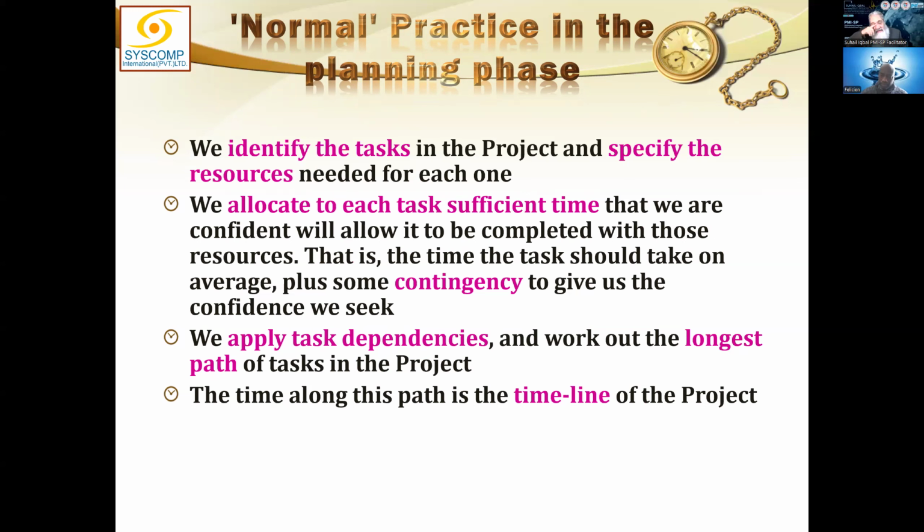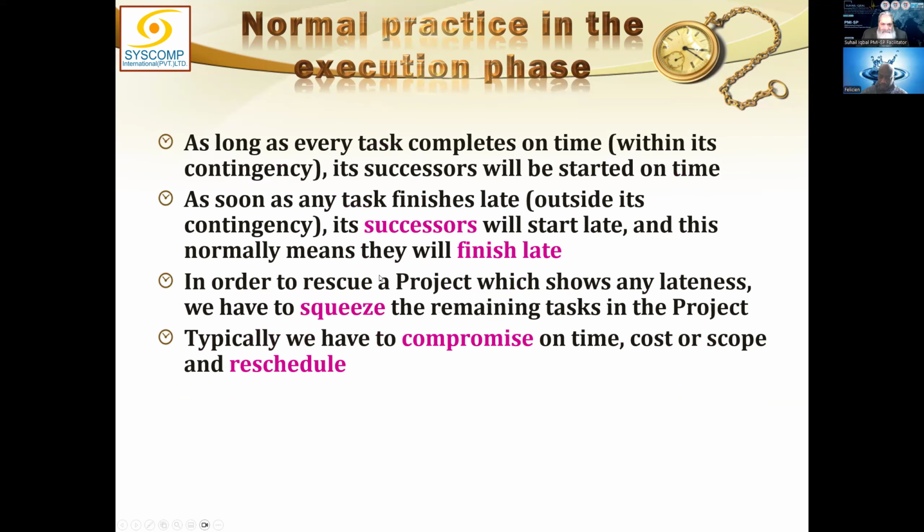After we have created the critical path, then we can't imagine this timeline can be reduced, right? Critical chain method is that innovation, that technique by which we can do miracles. The things we could do only in 100 days, we could do in 10 days, right? As long as every task completes on time within its contingency, its successors will be started on time.